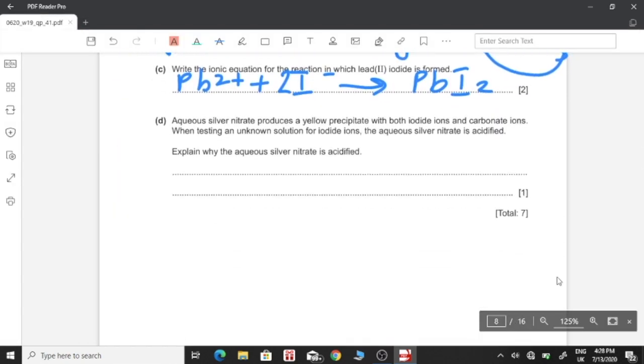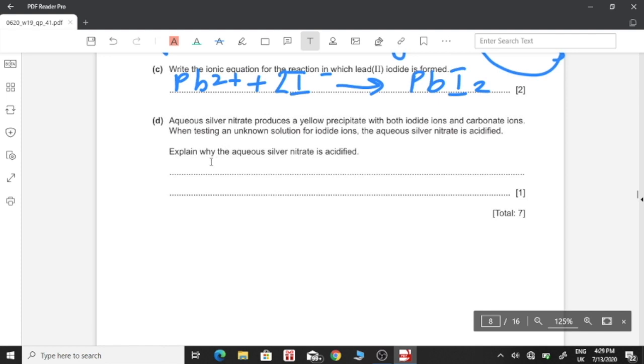Part D. Aqueous silver nitrate produces a yellow precipitate with both iodide ions and carbonate ions. When testing an unknown solution for iodide ions, the aqueous silver nitrate is acidified. Explain why the aqueous silver nitrate is acidified. So it reacts with the carbonate ions and so it removes it. And that's the answer. It removes the carbonate ions.